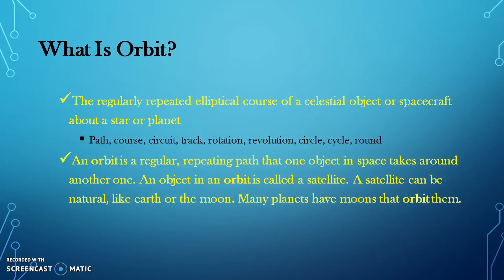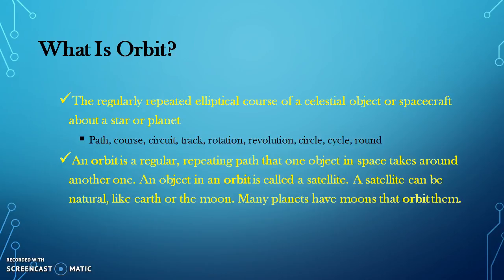Next, what is orbit? The regularly repeated elliptical course of a celestial object or spacecraft about a star or planet is called an orbit. So an orbit is nothing but a path which looks like an elliptical shape around the earth or any other planet or about a star. We have different names for orbit: path, course, circuit, track, rotation, revolution, circle, cycle, round.